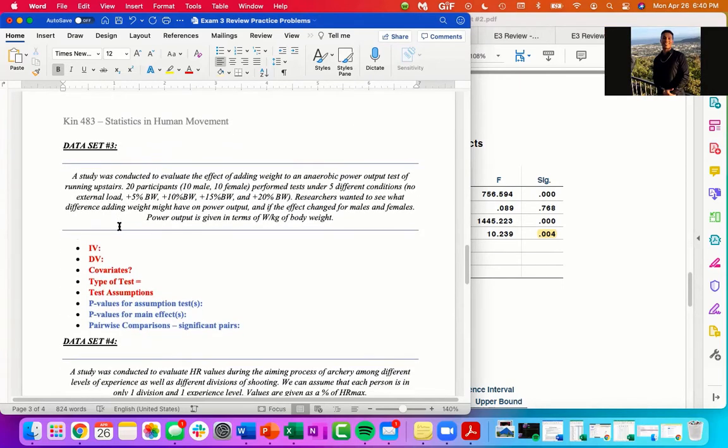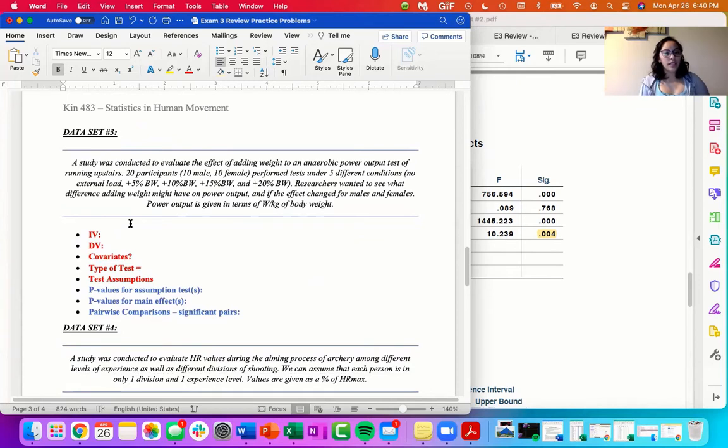Data set number 3. A study was conducted to evaluate the effect of adding weight to an anaerobic output test of running upstairs. 20 participants, 10 male, 10 female, performed tests under 5 different conditions, which were no external load, plus 5% body weight, plus 10% body weight, plus 15% body weight, and plus 20% body weight. Researchers wanted to see what effect adding weight might have on power output, and if the effect changed for males and females. Power output is given in terms of watts per kilogram of body weight.